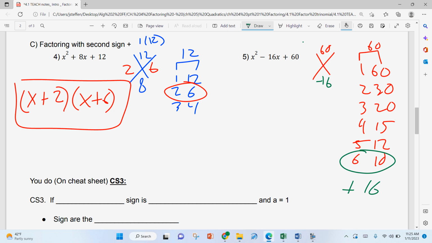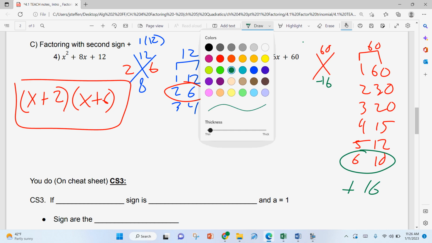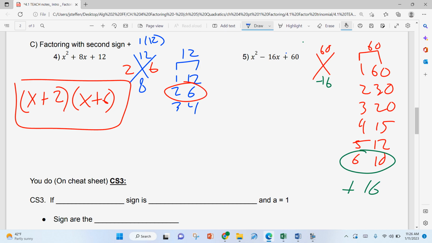If this ever happens, I'm looking for a negative 16, I get a positive 16, or vice versa. If you ever get the exact same number that you need, you're just off, the sign is just the opposite, all you have to do is change both of your signs. So it changes to a negative 6, changes to a negative 10. That's going to change this to a negative 16. Negative 6 plus negative 10 is negative 16.